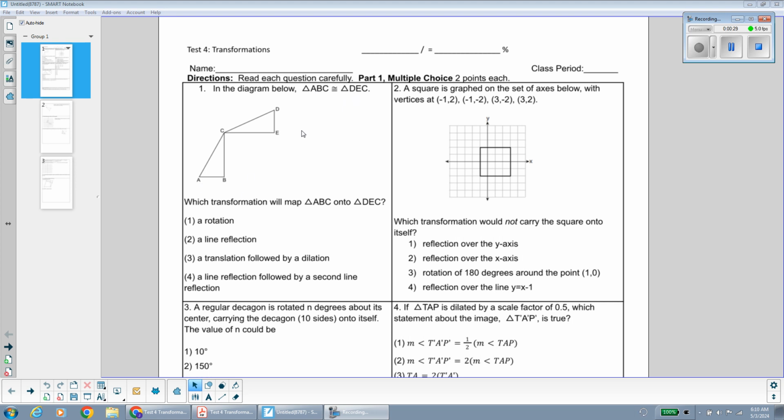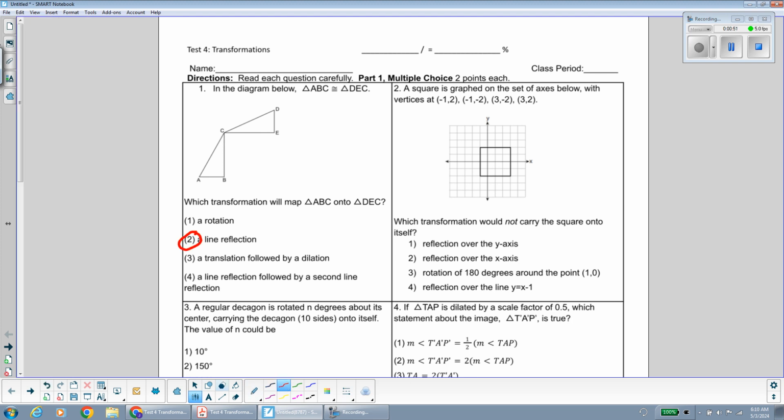A is not supposed to match up to E. B is supposed to match up to E. B is not supposed to match up to D. So just turning ABC, just rotating it, will not make the letters match up. The answer here is a line reflection.